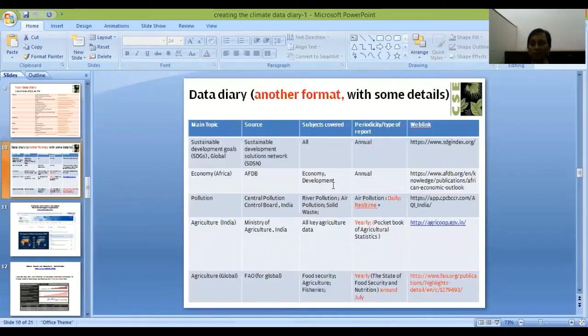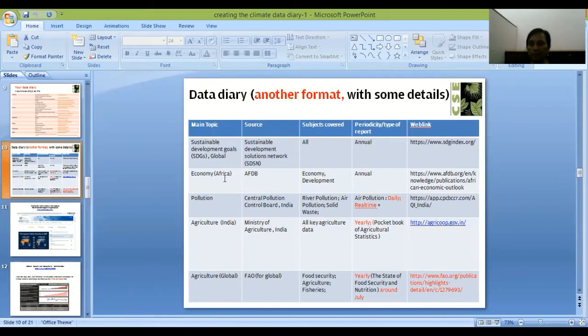This is another format of data diary. It has some additional details. For example, it tells you the periodicity as well. The first row in the screenshot that you're seeing can be used by us to track numbers, global numbers on sustainable development goals.